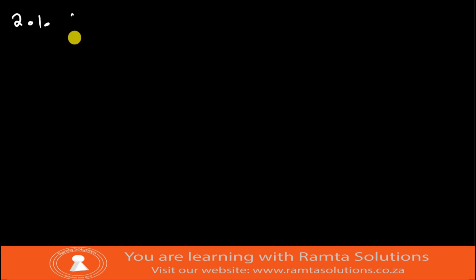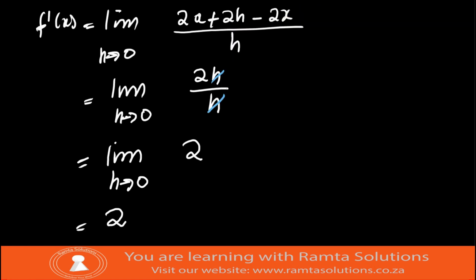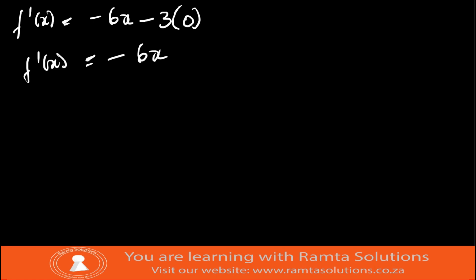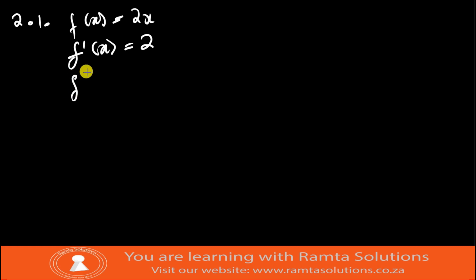So 2.1, this is where f of x was 2x. We found that f prime x was 2. Let me confirm. Yes, it was 2. So now, here's the thing. When we say gradient at a point, we mean where there's x, we put a point. So what is that point? 3. Is there an x here that we can substitute this 3 into? No. So gradient at x equals 3, it's still 2. We are done.